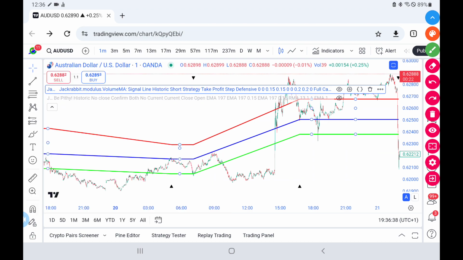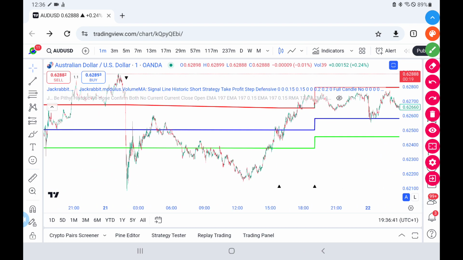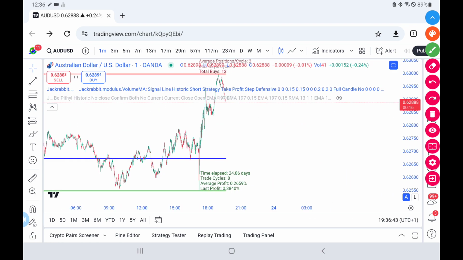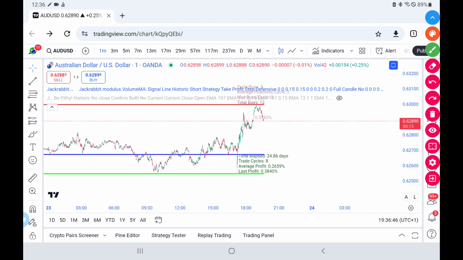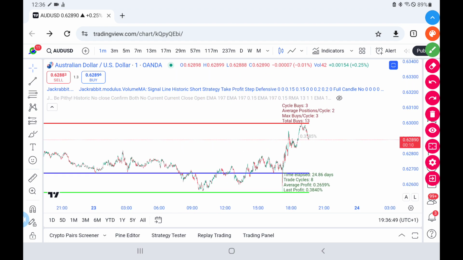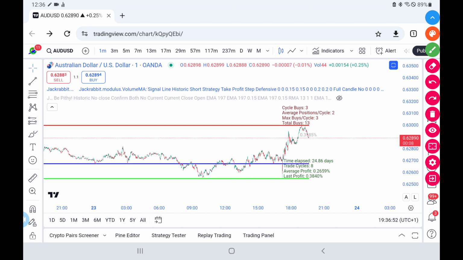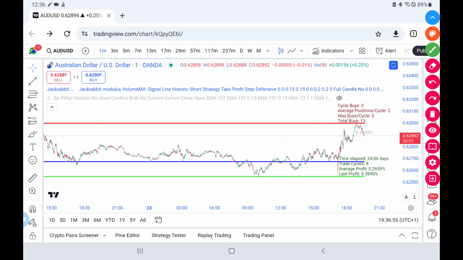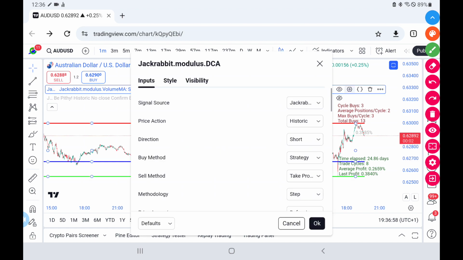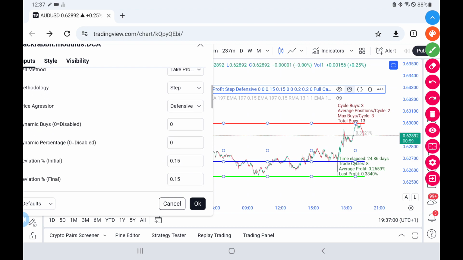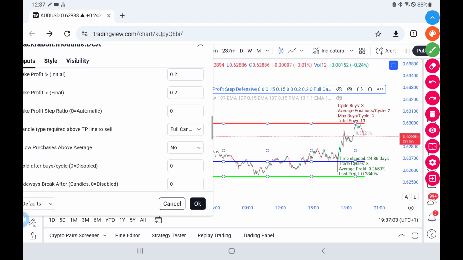Let's go to the end of the chart where the statistics are and see how that shows up in the statistics. Okay, here are our statistics that show us our trade. Now let's go and actually see how changing the metric of when we take a trade affects it. So for the full candle, we have 8 trades, a maximum of 3 buys per cycle, and an average of roughly 26 pips per profit.